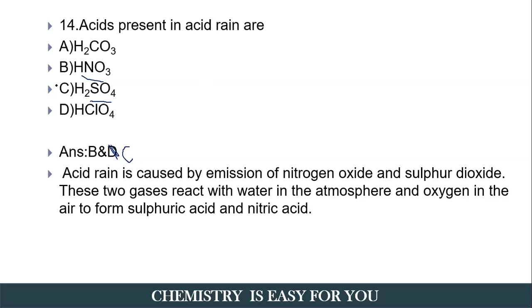So here the answer is option B and C. Emission of nitrogen oxide and sulfur dioxide. These two will be combining with water and oxygen to form the sulfuric acid and nitric acid, and these will be present in the acid rain.